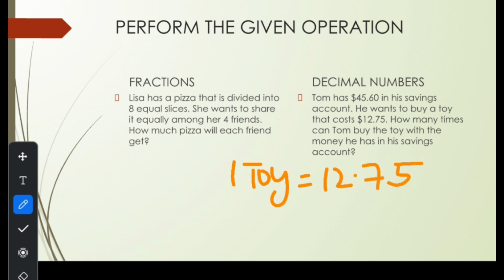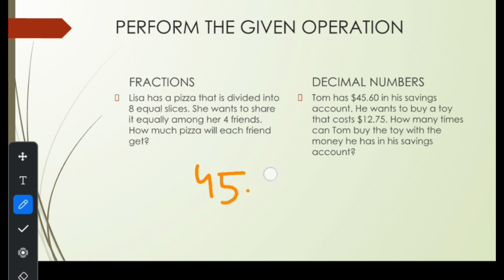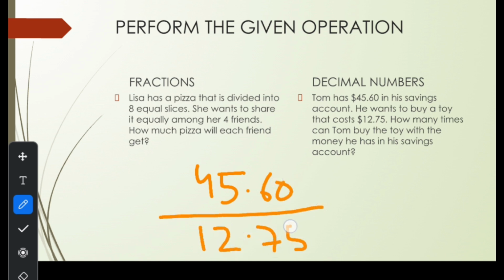For two toys, he has to pay the same amount two times. For three toys, he has to pay the same amount thrice. So they don't know how many times they have to pay the same amount in order to buy more toys. So in this type of question, they will simply divide the given value $45.60 by 12.75 to check how many toys Tom can buy out of this amount.